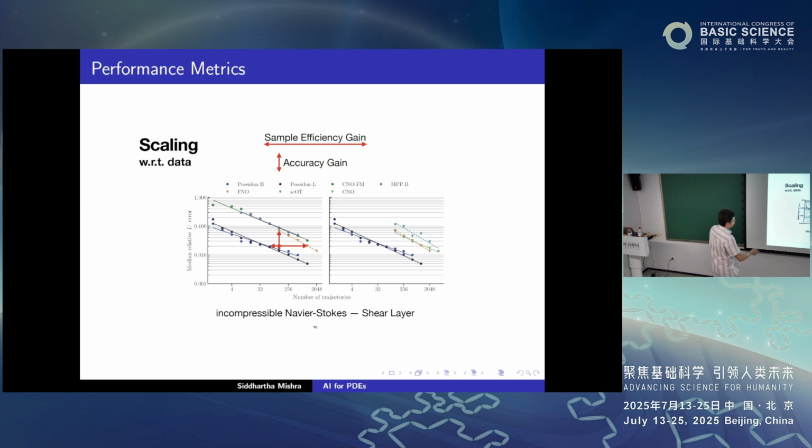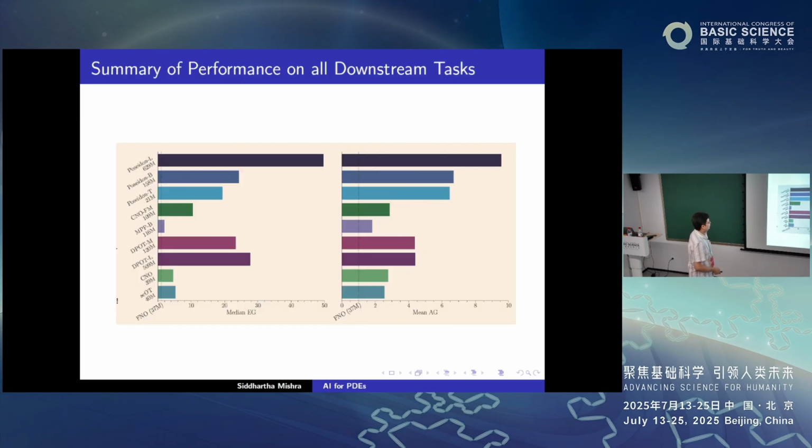Or you could fix the number of samples and ask how much error reduction happens. So here maybe it's a factor of 2. This is the way in which I'm going to measure this. Again, there's a table, but let me go to this.